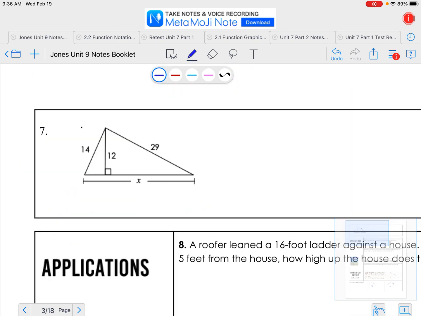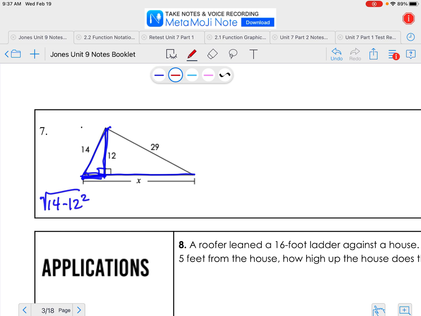All right, on this one, I want to know X. Well, it's not the side of a right triangle, but this big triangle is split into two smaller right triangles. So on this one, I could find this piece by going square root of 14 squared minus 12 squared. Then on this right triangle, I could find this piece by going square root of 29 squared minus 12 squared. Oops, I left that off.